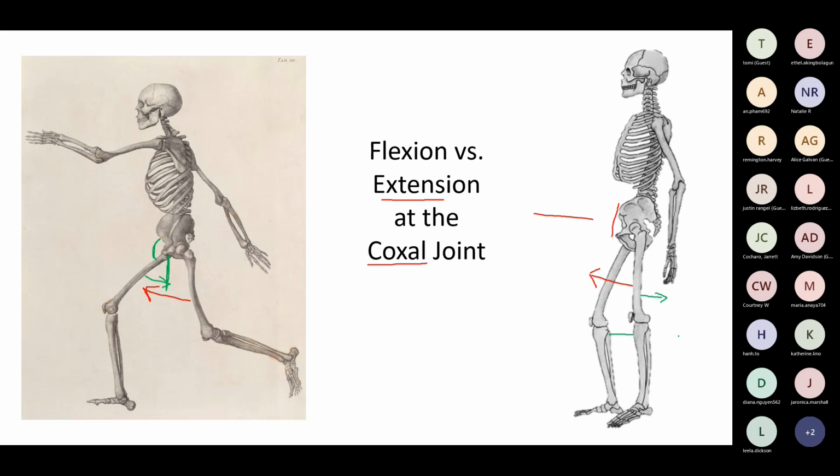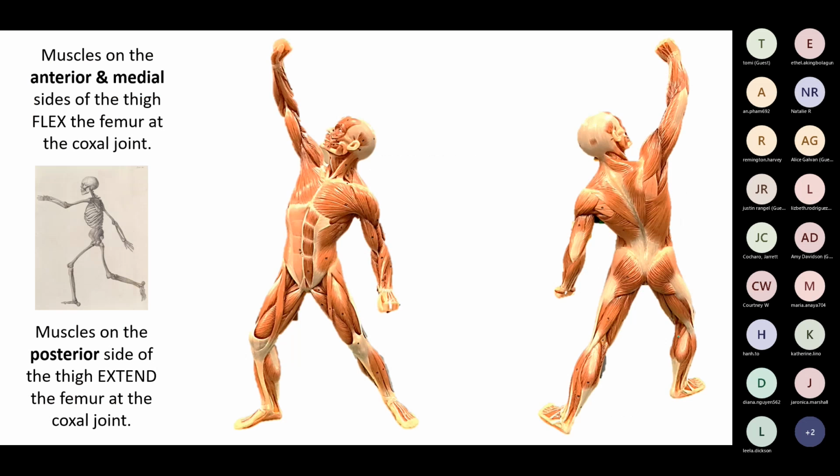The reason I want you to make sure you know what those movements feel like is because when I ask you who does what, the side that the femur is moving toward is going to tell me the kinds of muscles that must be doing that movement. So remember that we said that flexion pulls the femur forward. Notice that most of the muscles that are doing flexion live on the front side of the thigh.